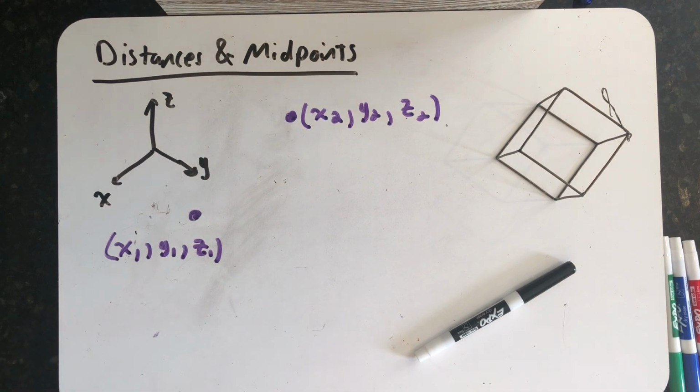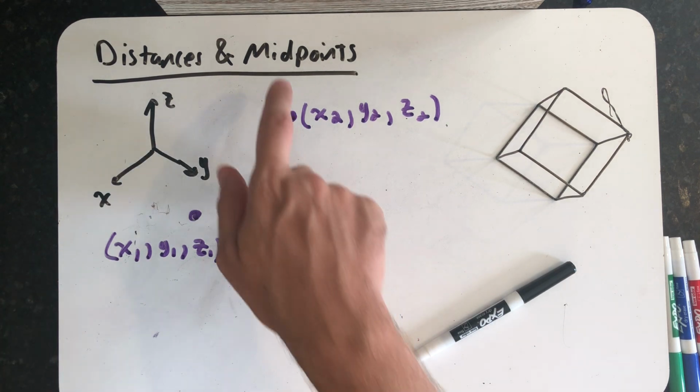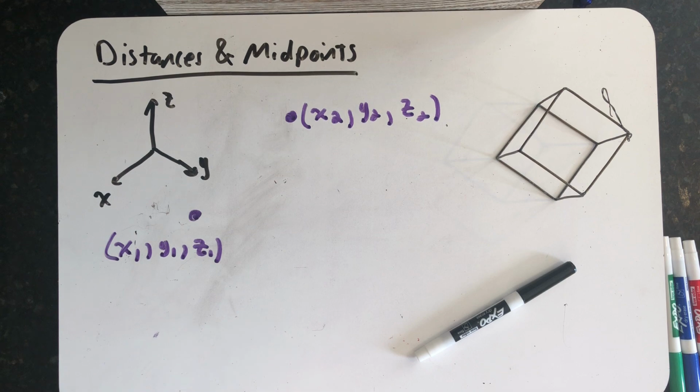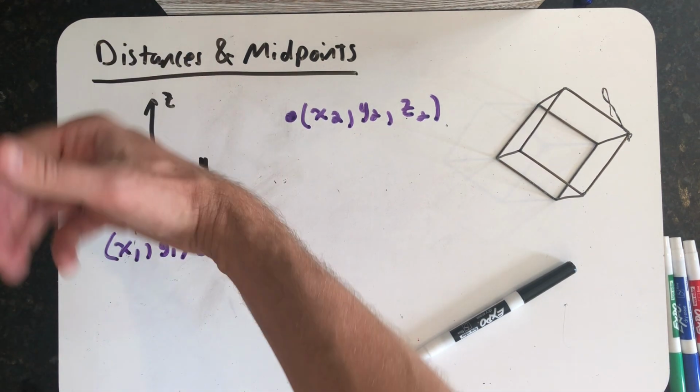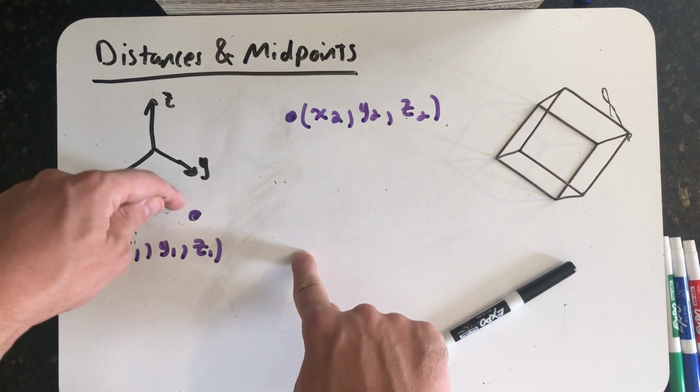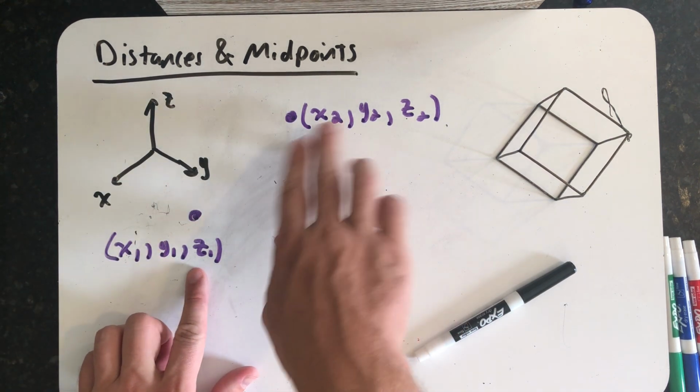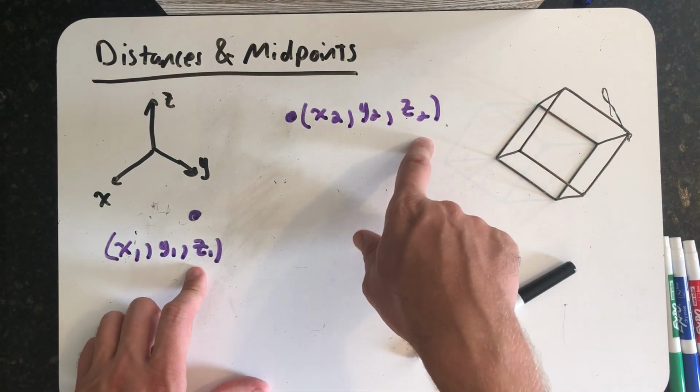In this video, I want to derive a formula to find the distance between 2 points in R3. After that, we'll talk about how to find the midpoint between those 2 points. So let's just assume I have 2 points in space, and I've drawn them here on the board in a right-hand coordinate system. And so I have one point labeled x1, y1, z1, another point labeled x2, y2, z2.